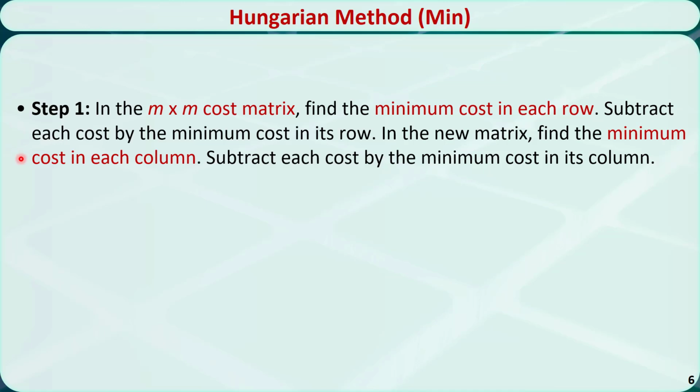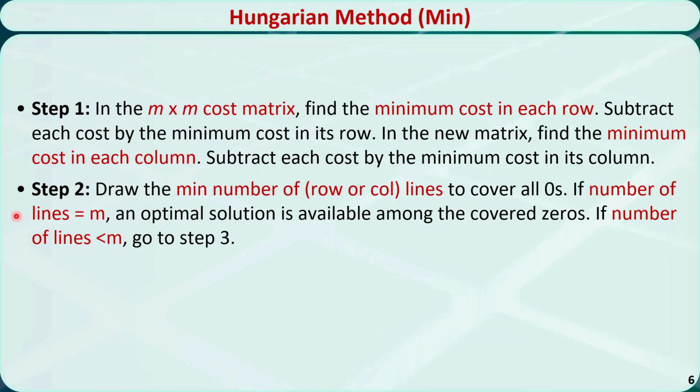Step 1. In the m row by m column cost matrix, find the minimum cost in each row. Subtract each cost by the minimum cost in each row. In the new matrix, find the minimum cost in each column. Subtract each cost by the minimum cost in each column.